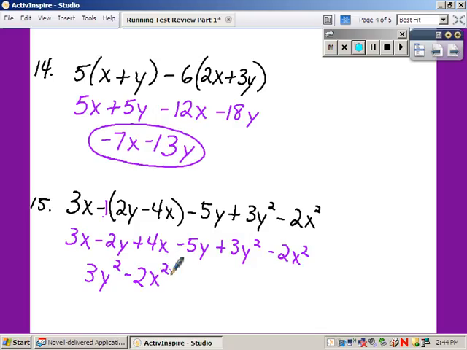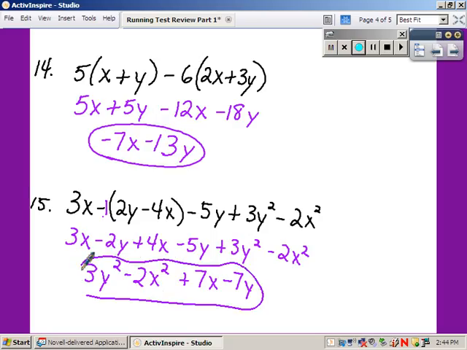Now the x's combine to give us 7x because we have a positive 3 and a positive 4. And the y's are negative 2 and negative 5, and that makes us negative 7y. And once again, because we have no more like terms, this whole thing is our final solution. So sometimes they don't go that small, but that's all you can do.